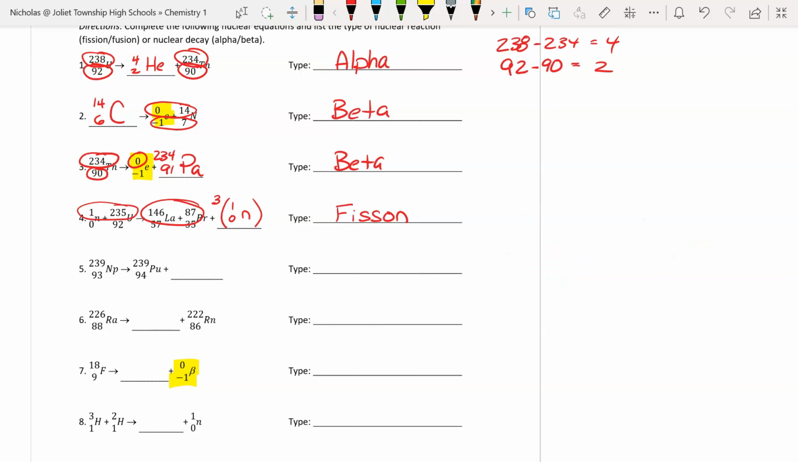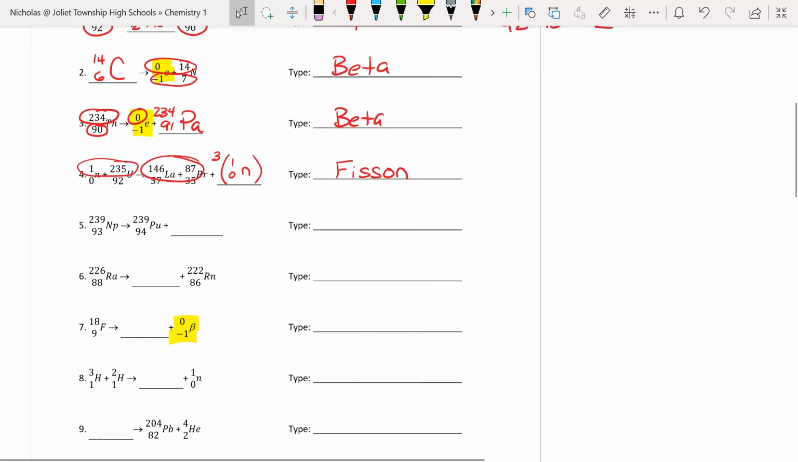All right. Number 5. So number 5, if you look at it here, our mass isn't changing, but the number of protons is.